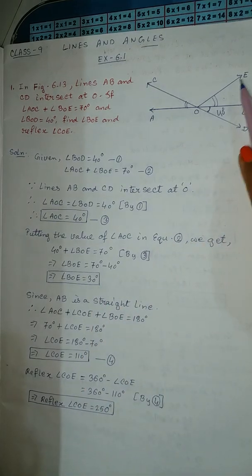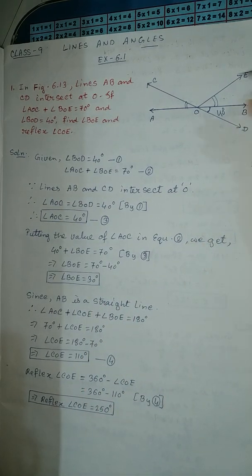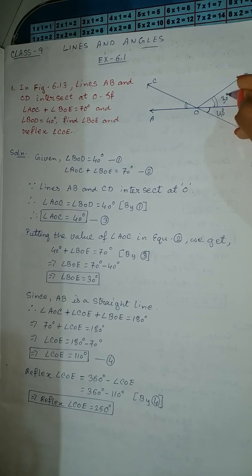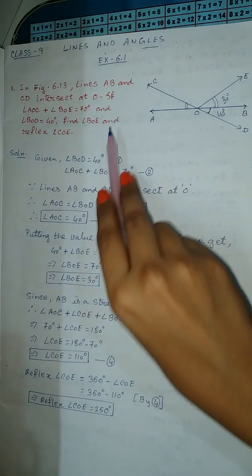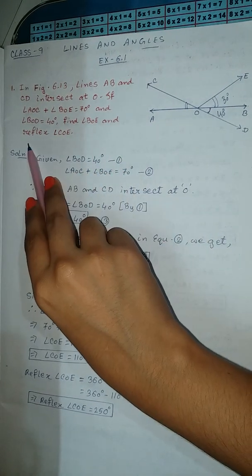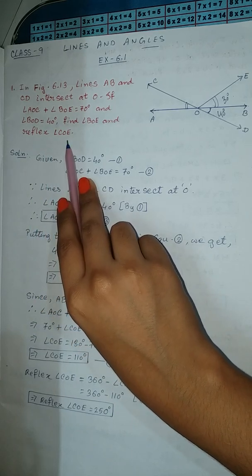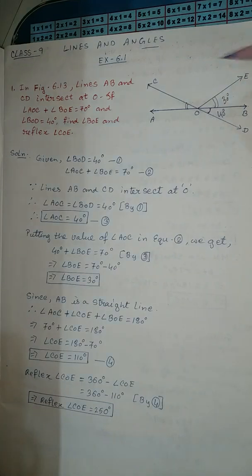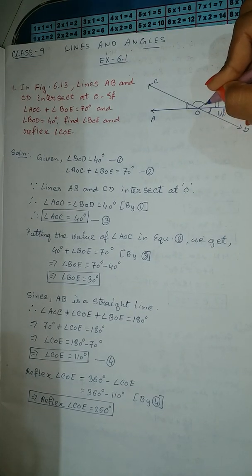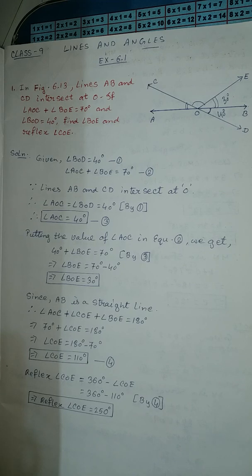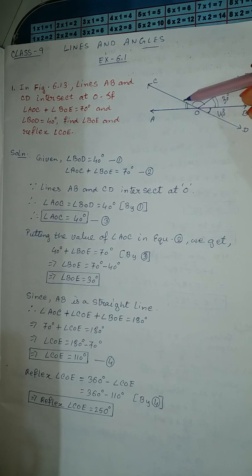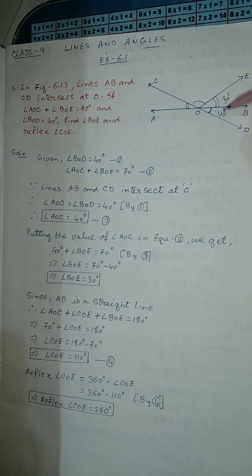So angle BOE is now 30 degree. What's the next question? The next question says we have to find out the value of reflex COE. What do you mean by reflex COE? Say angle COE would be this particular angle, right? So reflex of angle COE would be everything except that particular angle.